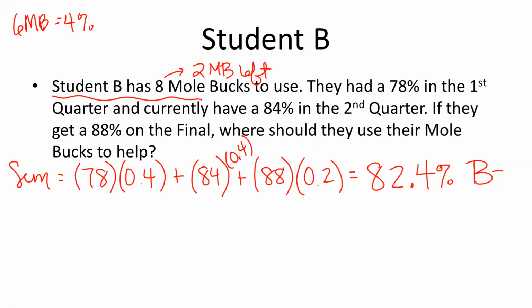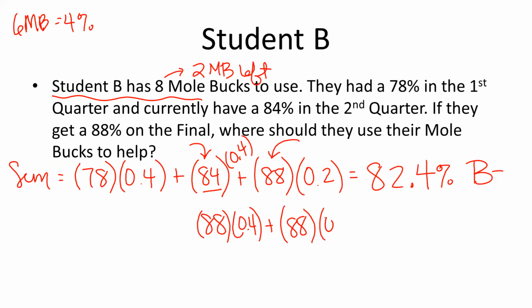Okay. So with that 4%, those 6 MOLDUX, we can either add them, remember, to the second 9-week grade, or we can add them to the test. Let's see what helps us the best. Let's add all 4% to the 9 weeks. Okay. So that takes it from an 84 up to an 88. And see what their grade will be for the semester.